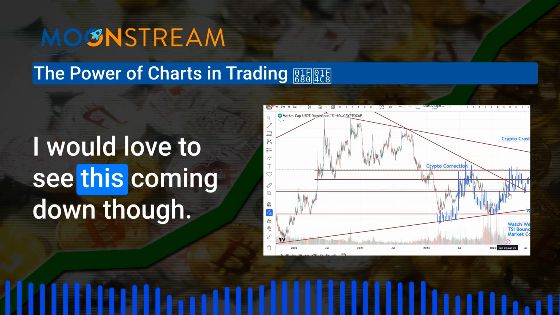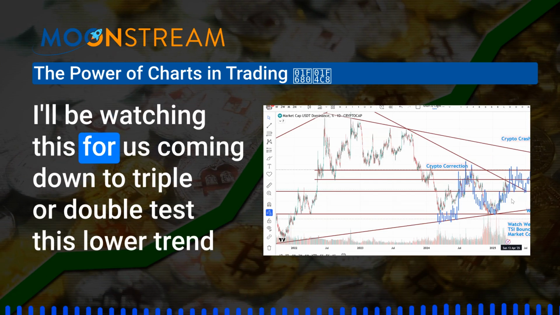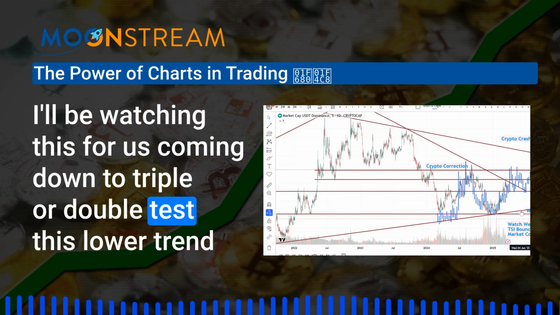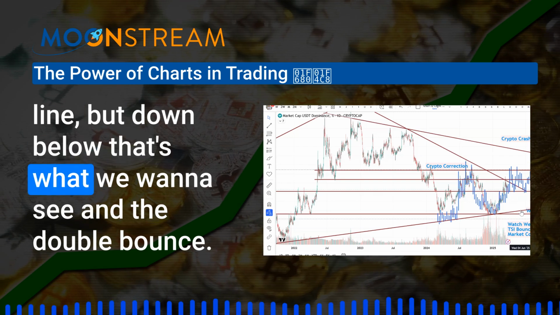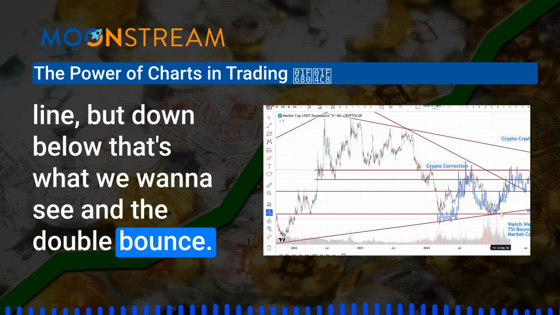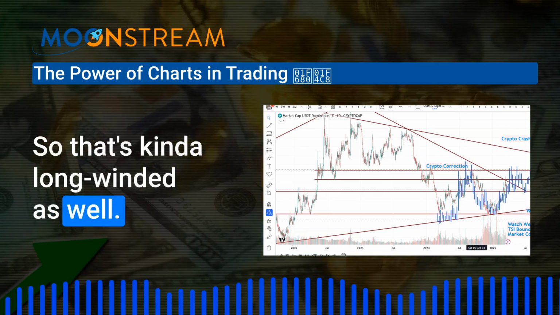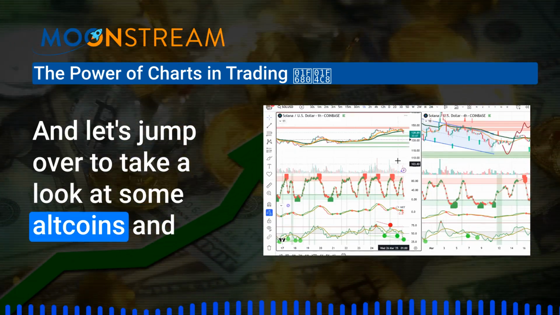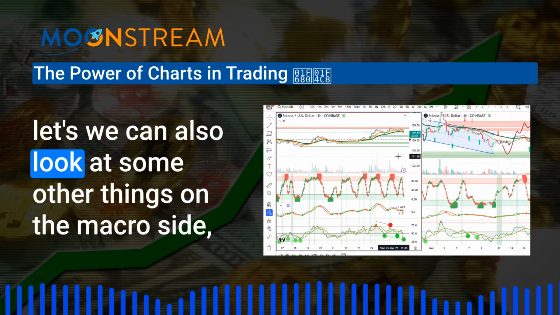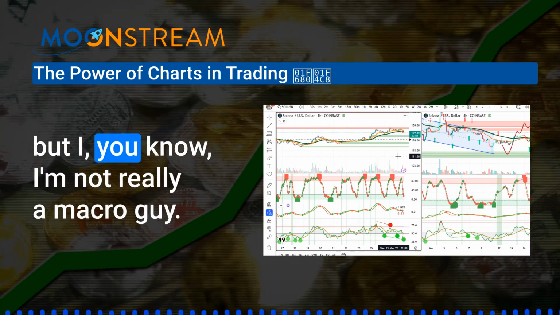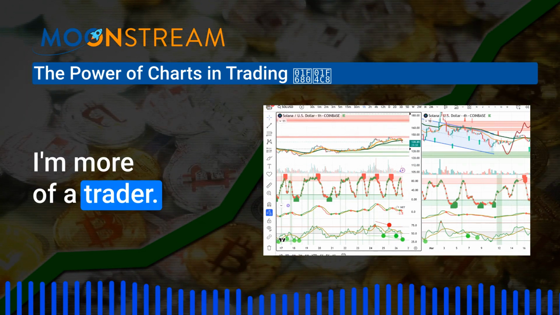I would love to see this coming down, though. I'll be watching this for us. Coming down to triple or double test this lower trend line, but down below. That's what we want to see. And the double bounce. Okay, so that's kind of long-winded as well. And let's jump over to take a look at some altcoins. And we can also look at some other things on the macro side. But I'm not really a macro guy. I'm more of a trader.